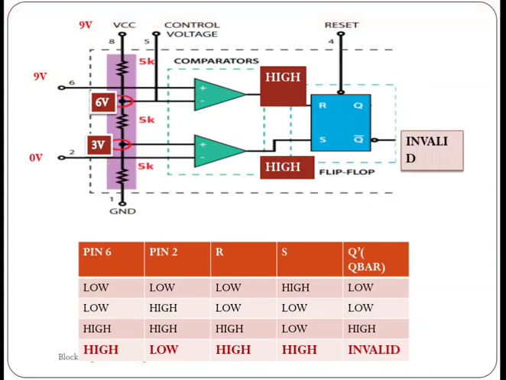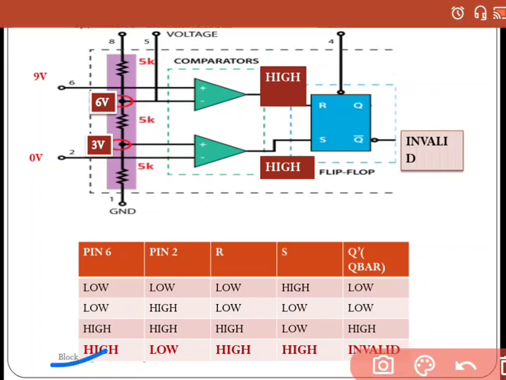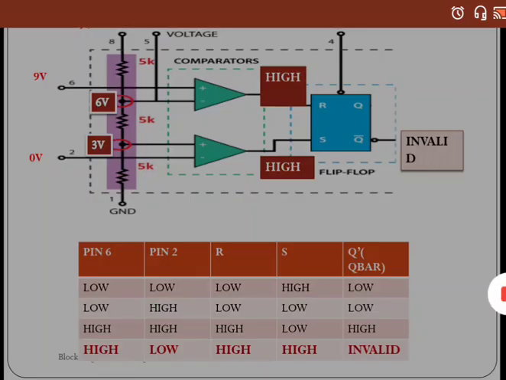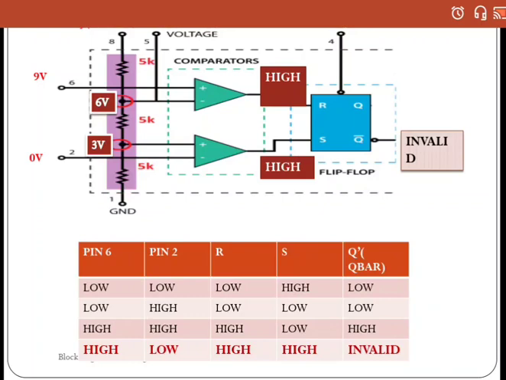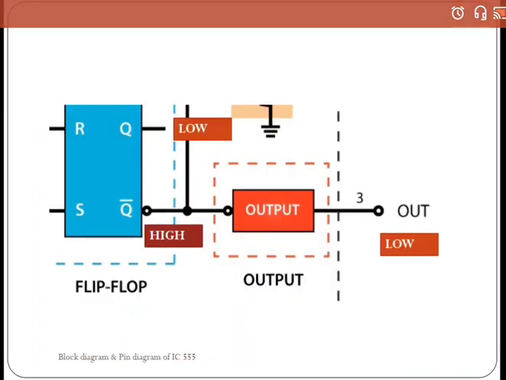Now consider the other case, that is in the fourth column. If this is 9 volt and this is 0 volt, then both comparator outputs will be high, and this is a forbidden state and this is invalid.